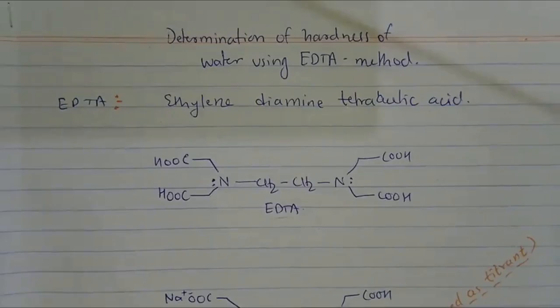Today I am going to discuss something about determination of hardness of water using the EDTA method. We know there are various methods for determination of hardness of water, and this is the easiest way to determine the hardness of water. Now one such method is the EDTA method. Now we'll see what EDTA is first.